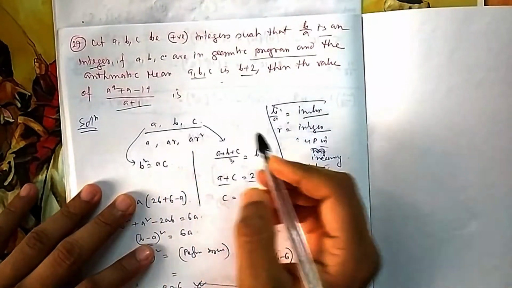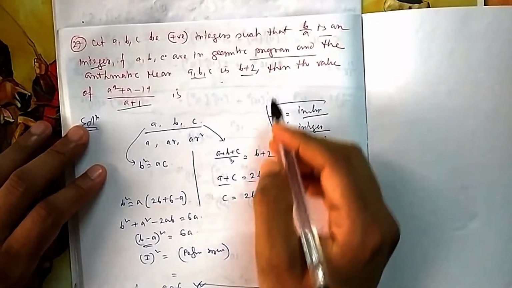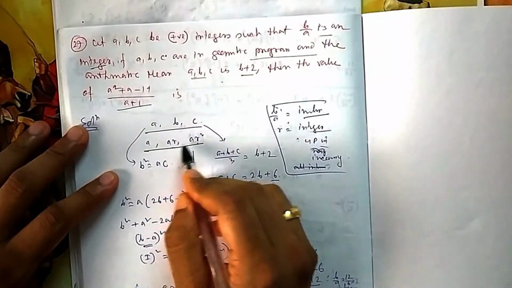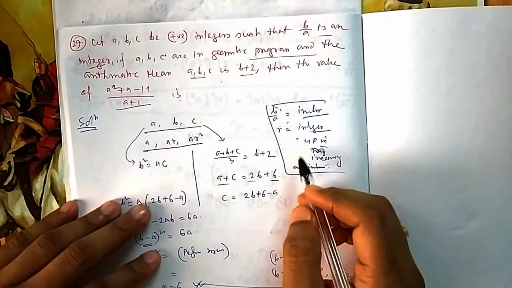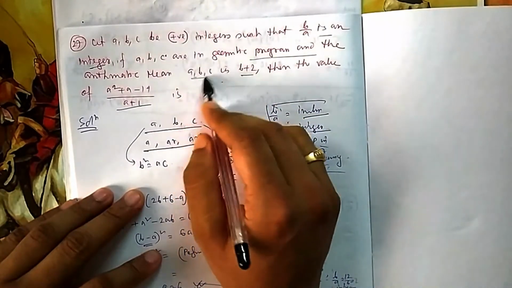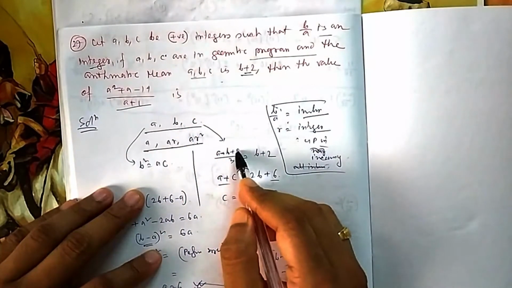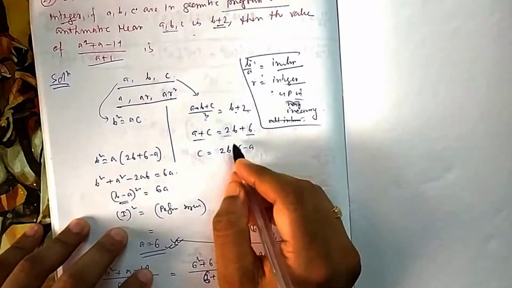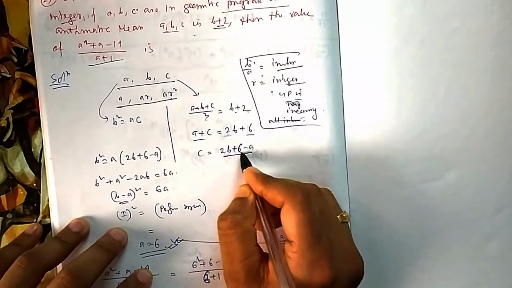So a, b, c are in GP, so you can consider a, ar, ar square. Now what is given? The arithmetic mean of this is b plus 2. So a plus b plus c over 3 is equal to b plus 2. So a plus c is equal to something of this format, so c is equal to 2b plus 6 minus a.